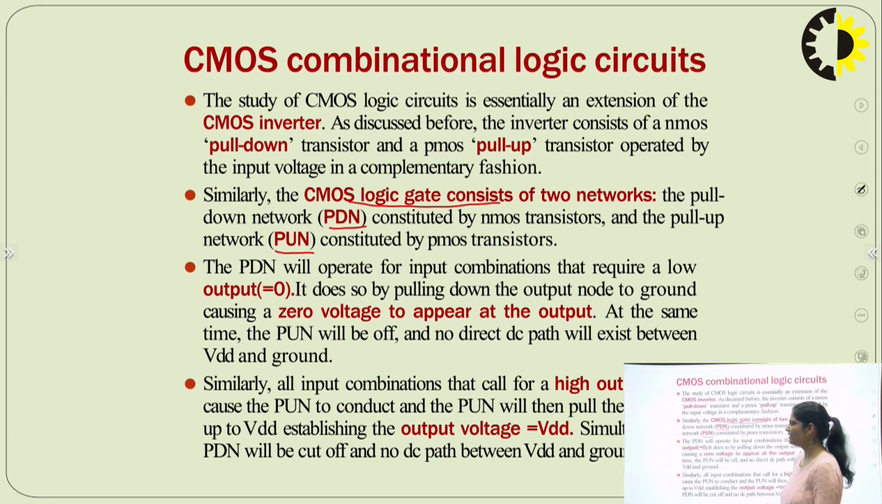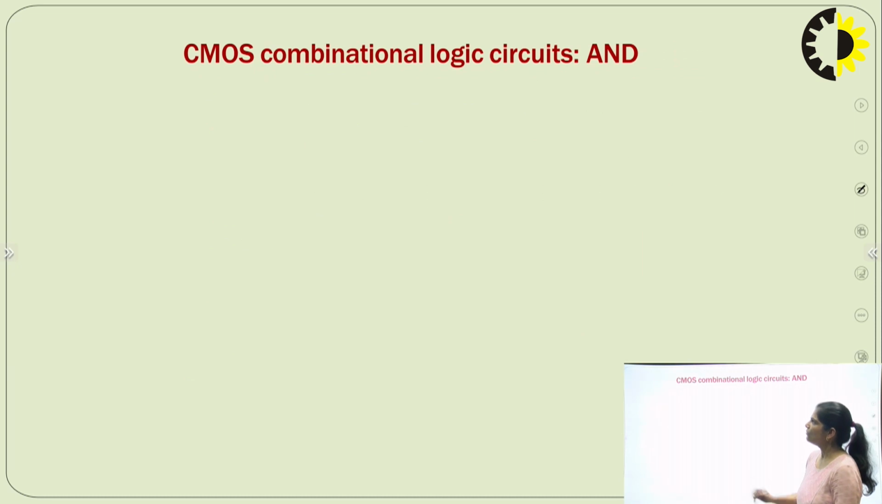When we are giving input 0, it means PMOS is on and NMOS is off. If you are giving input 1, then NMOS is on and PMOS is off. So this is the same procedure when we are doing CMOS implementation of logic gates. Now the CMOS combination logic circuit for AND.